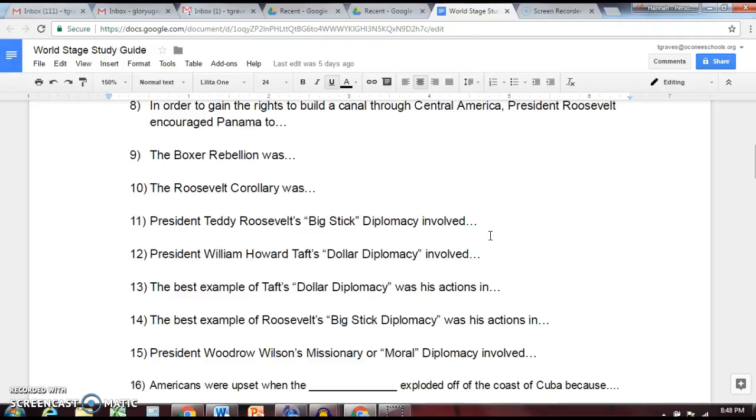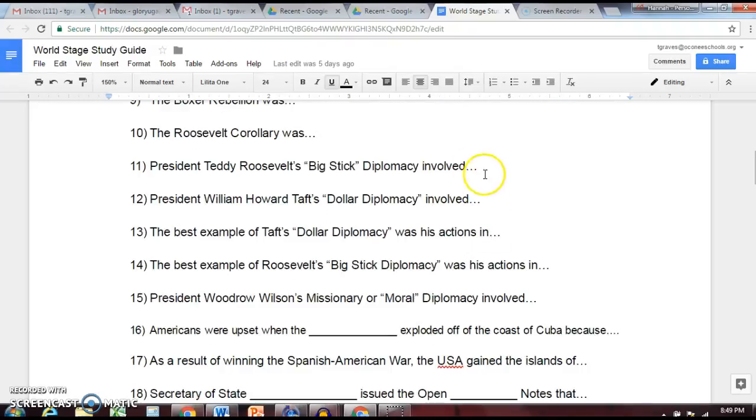Number 15, President Woodrow Wilson comes along after Taft, and he had a different take on diplomacy and imperialism as well. What we call his was missionary or moral diplomacy. What this involved was peacefully spreading democracy. He was really, at his core, opposed to imperialism. He thought it was immoral, he thought it was wrong, and he thought what the United States should do is work on spreading democracy through peaceful means, by educating foreign countries and letting them understand the benefits of democracy.